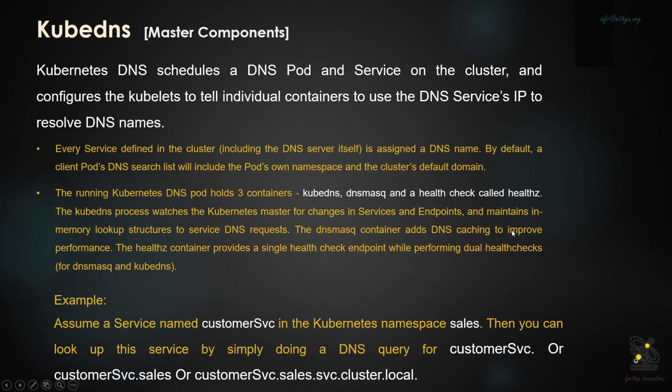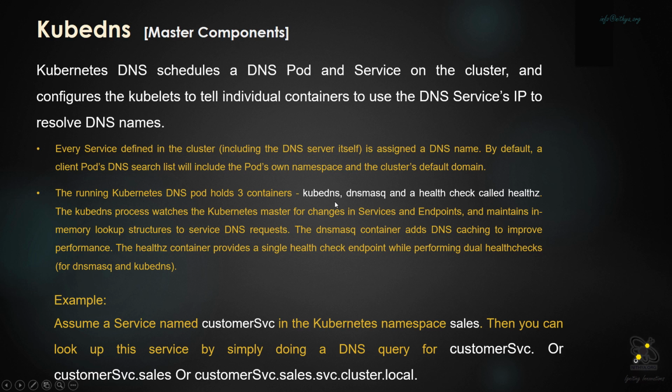The health container provides the health check endpoint, performing dual health checks for dnsmasq and kubedns in Kubernetes. Let me come back again. The kubedns process watches the Kubernetes master for changes in services and endpoints, and maintains in-memory lookup structures to service DNS requests. The dnsmasq container, as I told, is another container. It adds DNS caching to improve performance.